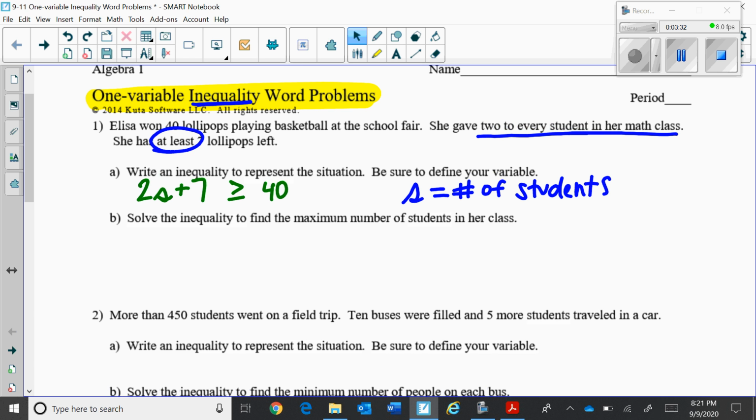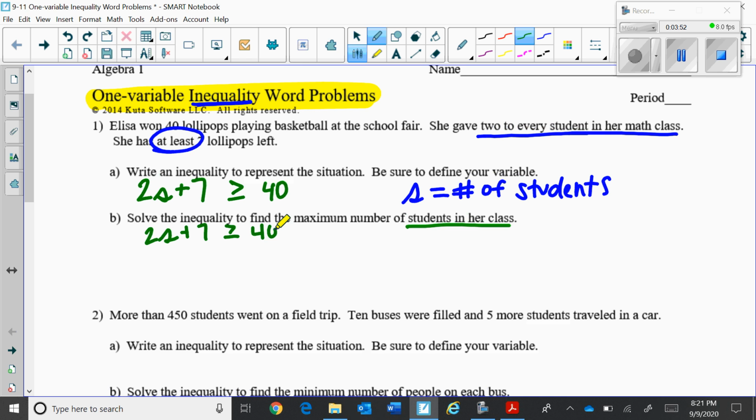All right, so now we just need to solve our inequality, which is what step B is. It says solve it to find the maximum number of students in her class. It's also where a key point of where my variable came from. So we have 2s plus 7 is greater than or equal to 40. Subtract 7 from both sides. 2s is greater than or equal to 33. Divide by 2. And so s in this category is greater than or equal to 16.5.